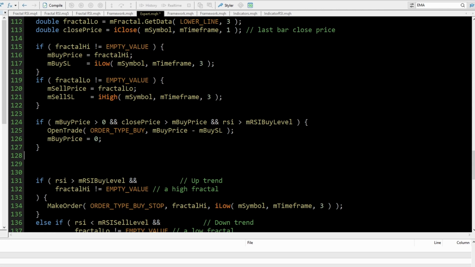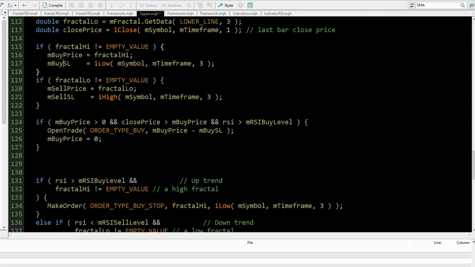Let's start with the buy. So if the m_buy price is greater than 0, that means I have found a recent fractal that I have not traded. So if that's greater than 0, and the close price is greater than that buy price, now I've got a bar that has closed above that recent fractal, and the RSI is greater than the RSI buy level, so I'm in a trend upwards. And then I call the open trade for an order type buy, passing the difference between the buy price and the buy stop loss, which is this buy price and buy stop loss.